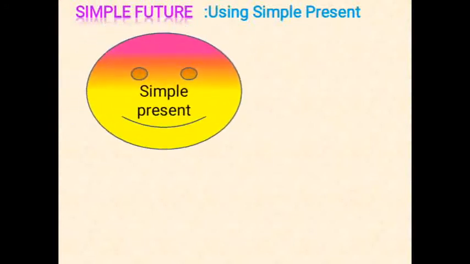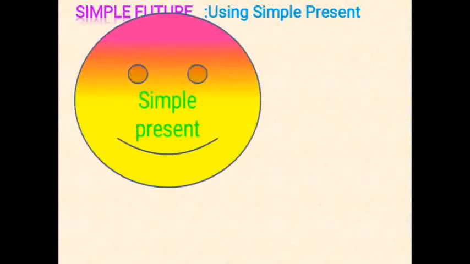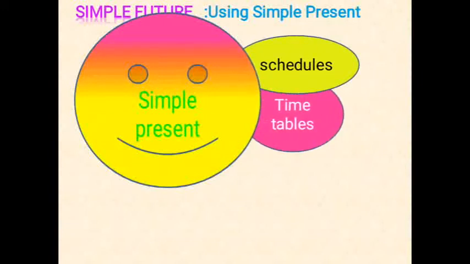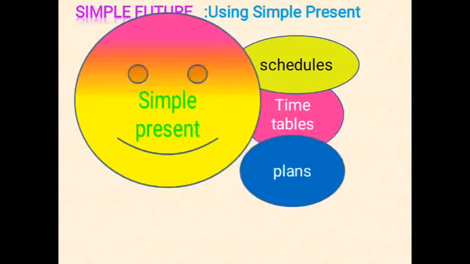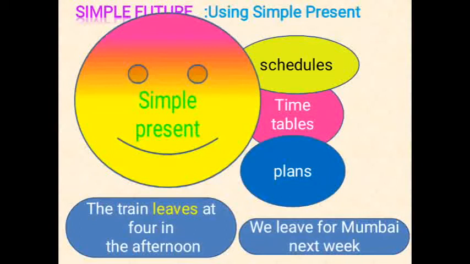Now, I have already told you that simple future can be expressed using simple present also. Is it not? So, how do you express simple future using simple present? That is the question now. We use it when you talk about schedules, timetables, or plans. The train leaves at 4 in the afternoon. We leave for Mumbai next week.